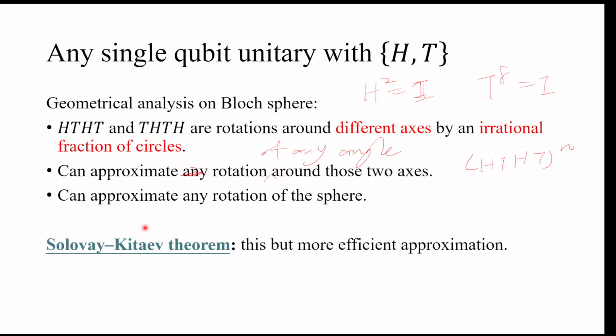If you want a more efficient construction to approximate any rotation on your Bloch sphere, it's actually a famous theorem, the so-called Solovay-Kitaev theorem, and here we have a link to Wikipedia. It's a generalization of this, but basically you can show the same thing. Hadamard and T will approximate any single qubit unitary, and you will do this with a much shorter sequence of Hadamard and T. Okay, and so that's the end of universality.